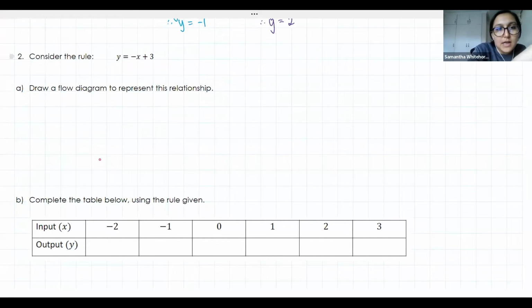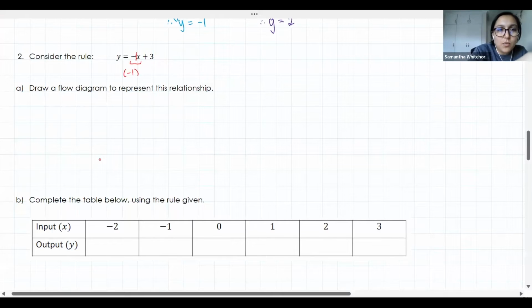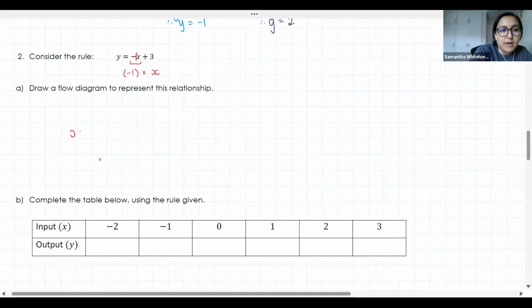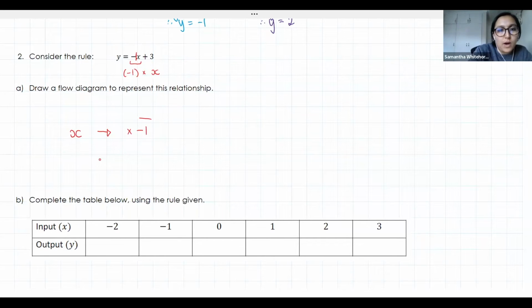And so here, there is actually a coefficient of -1 to this x. Now, what that means is when we draw the flow diagram, we need to remember that this first term over here, this -1x, is telling us to take -1 and multiply it by x. That is the relationship between a coefficient and its variable. It is times. So when we draw our flow diagram, our input value needs to be multiplied by -1.